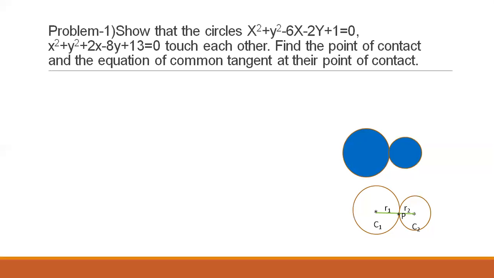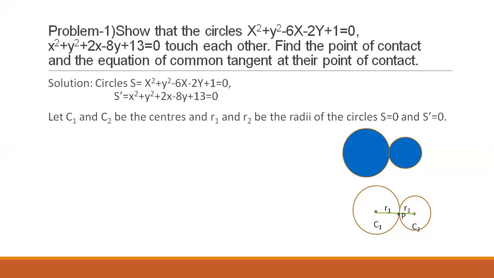Dear children, let us write the given circles. S equal to 0 is the first circle and S dash equal to 0 is the second circle. And let C1 and C2 be the centers of the circles S equal to 0 and S dash equal to 0. That means C1 is the center of the first circle and C2 is the center of the second circle. Similarly, R1 is the radius of the first circle and R2 is the radius of the second circle.